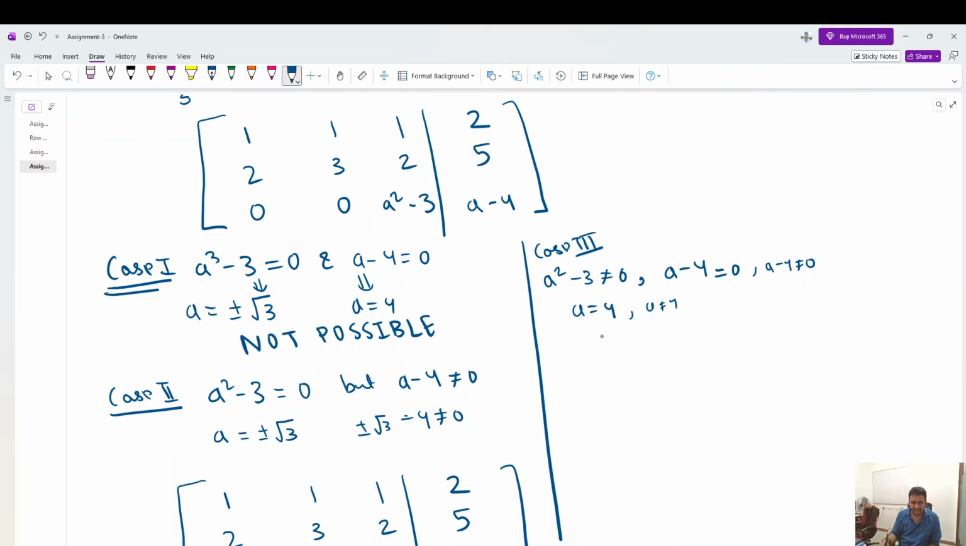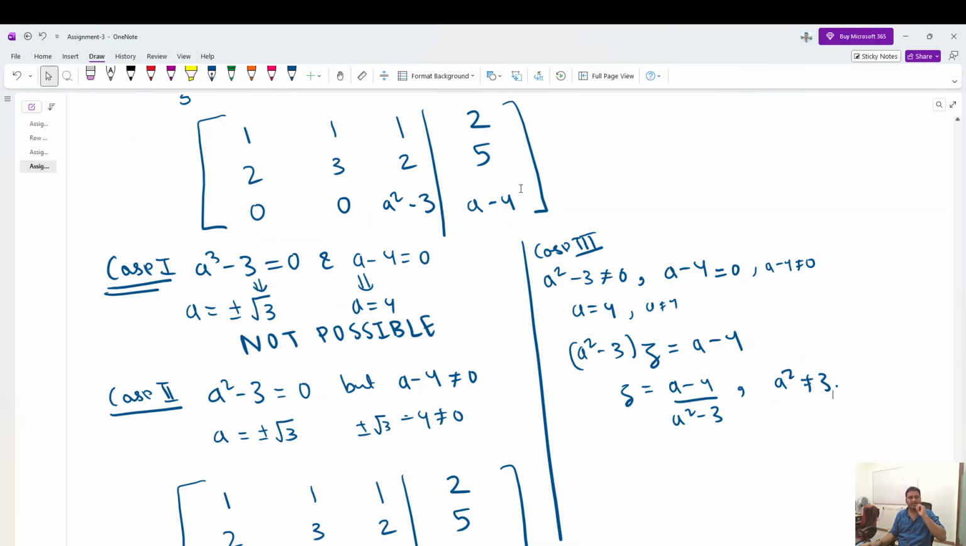So what will happen in that case if you look at the third equation? What you will get is a square minus 3 into z is a minus 4. Whether it is 0 or non-zero, that doesn't matter. From here, I will have a unique value of z, which will be a minus 4 over a square minus 3, right? And similarly, from these equations, you will get the unique value for the other variables.